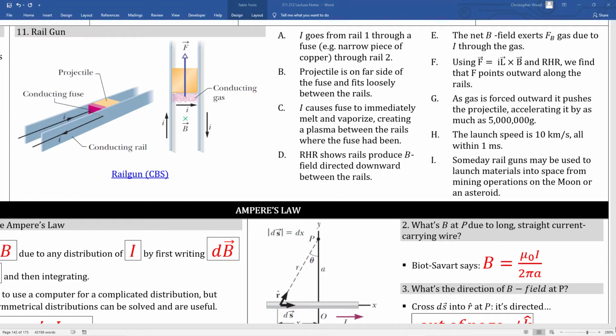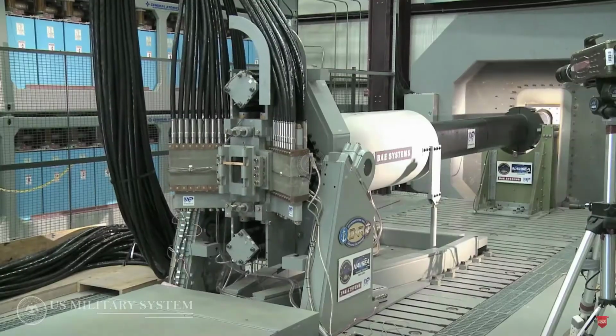Box 11 summarizes the operation of something called a railgun. I'm including it here because it includes capacitors, which was chapter 25, along with magnetic forces, which was chapter 28, and the creation of magnetic fields, which is chapter 29. Check it out.